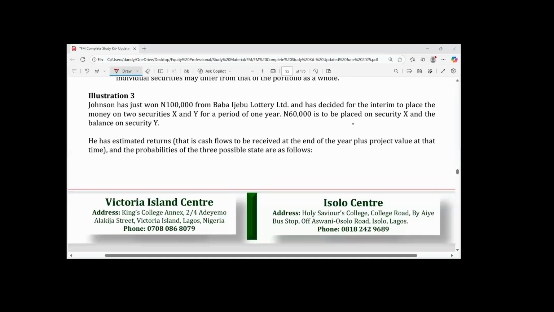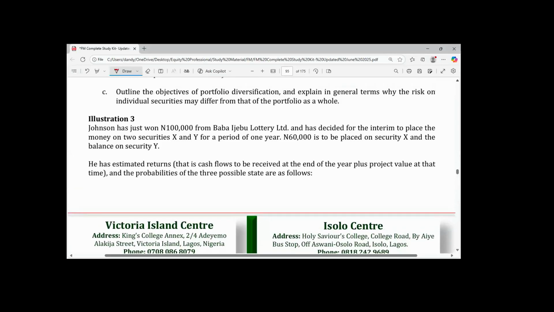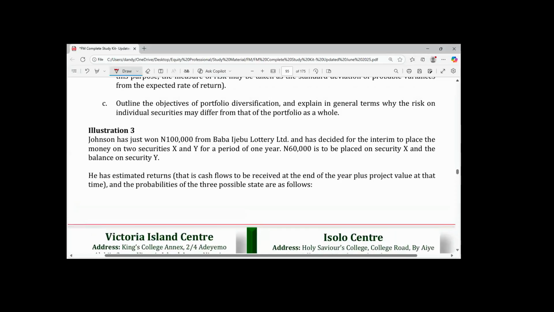We know that we are done with portfolio theory. So quickly, before we begin CAPM, let's have one more illustration. You will recall in our last class, we solved only one question, and I told you that there are different ways the examiner can test you on portfolio.